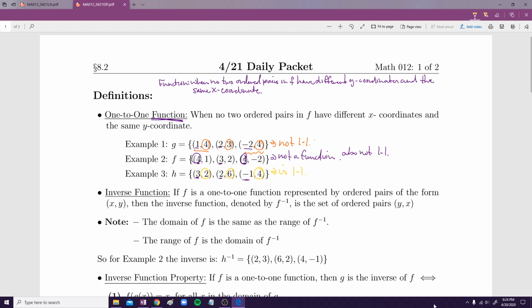All right? So now that we know what one-to-one functions are, now we can learn what an inverse function is. If f is one-to-one, and it's represented by ordered pairs of the form x, y, then the inverse function, which is denoted by f to the -1, is the set of ordered pairs y, x.